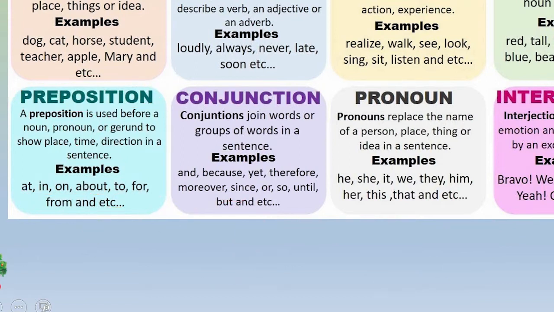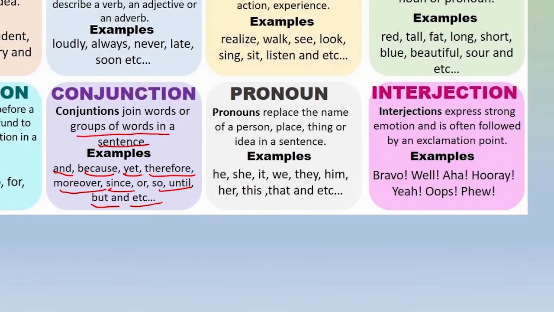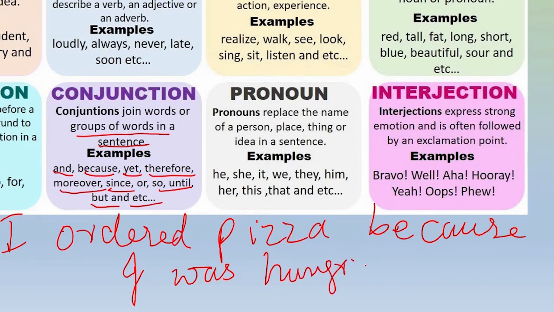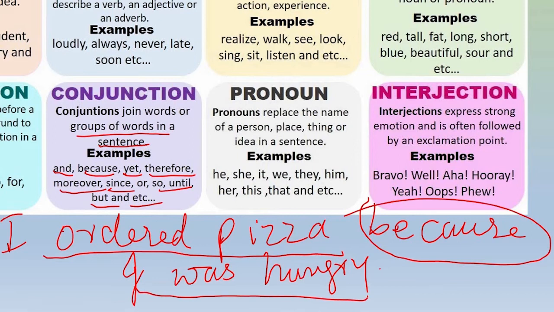Look at the conjunction. Conjunctions join words or groups of words in a sentence. Examples are and, because, yet, therefore, moreover, since, so, until, but, etc. Let's look at the example here. I ordered pizza because I was hungry. Here the conjunction in this sentence is because. It is joining two sentences together.